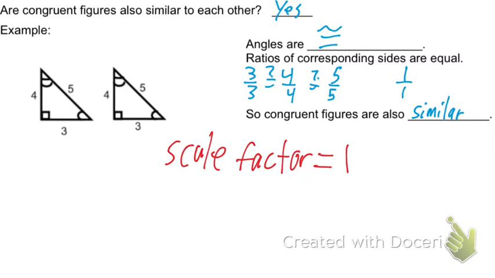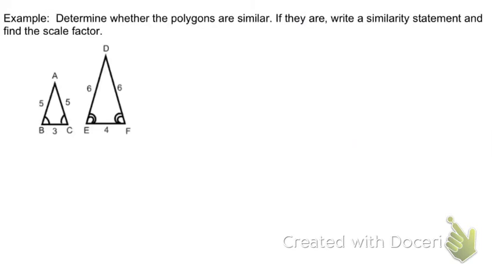All right. Let's continue on. Determine whether these polygons are similar. If they are, write a similarity statement and find the scale factor. So what are we thinking? Are these polygons, in this case triangles, similar? No. Why not?